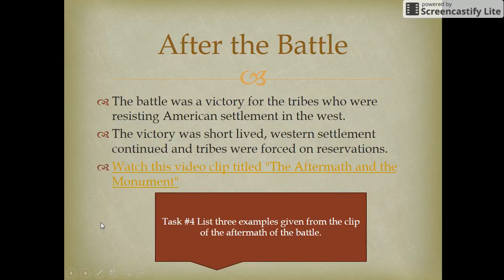The next slide, and task number 4, is to watch the video clip about the aftermath and the monument that exists at the Battle of the Little Bighorn site on Last Stand Hill. The task is to list 3 examples given from the clip of the aftermath of the battle. So your job is to list examples listed in the video of things that were a part of the aftermath of the battle.